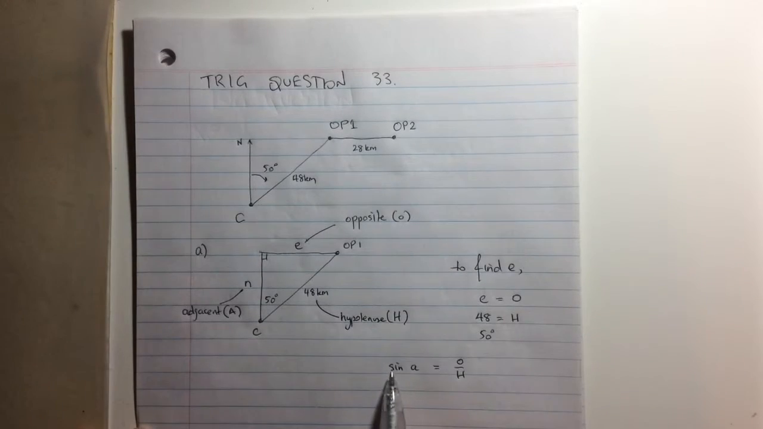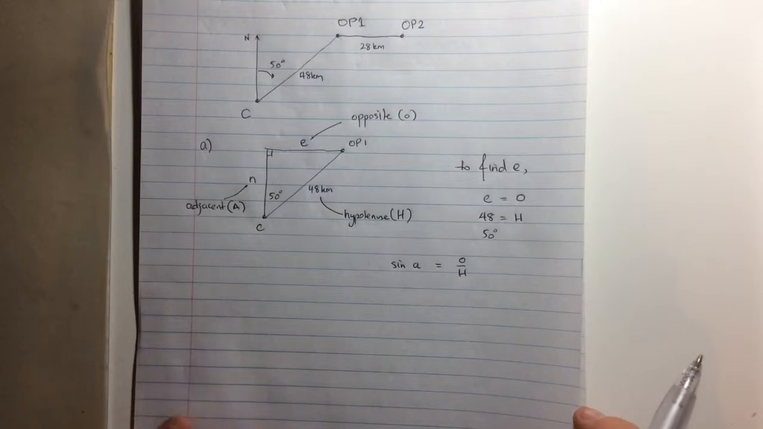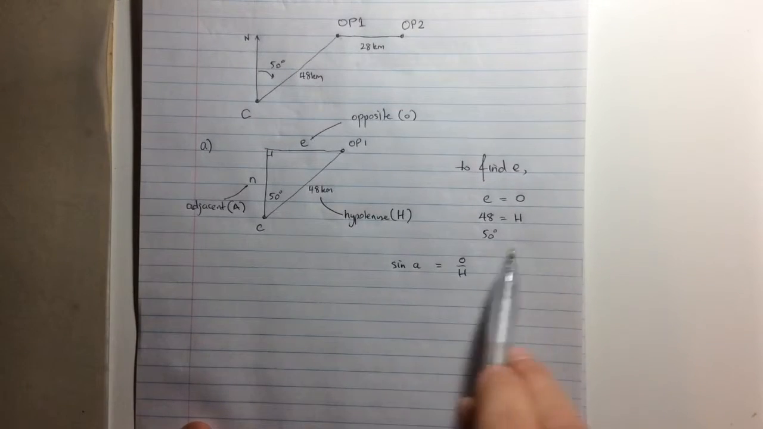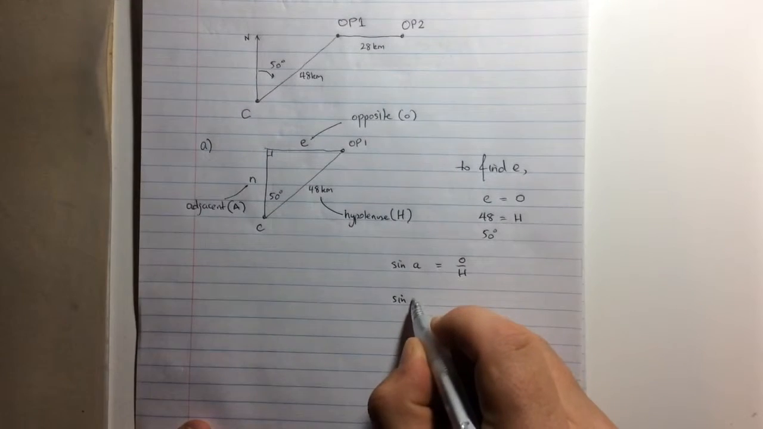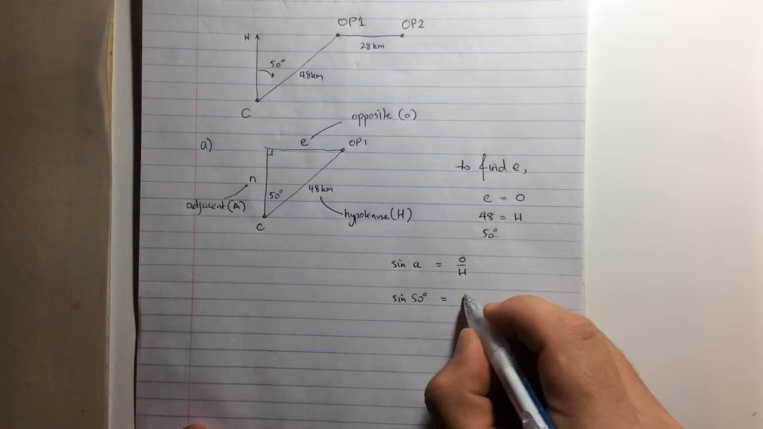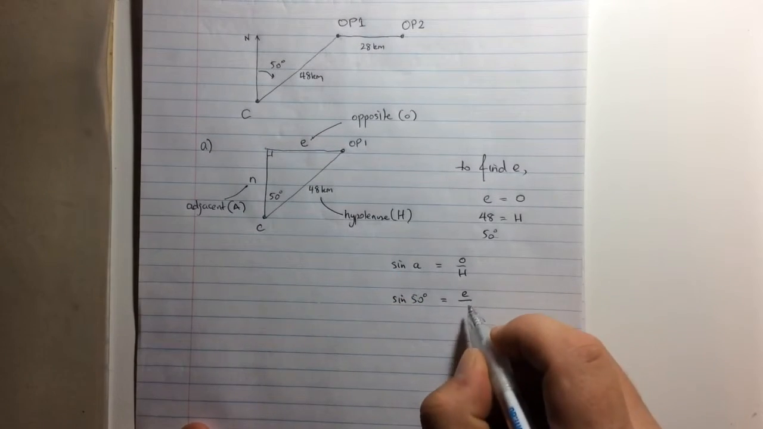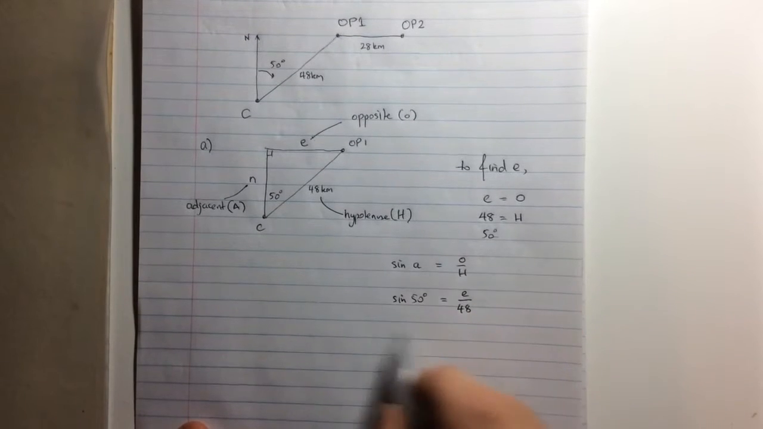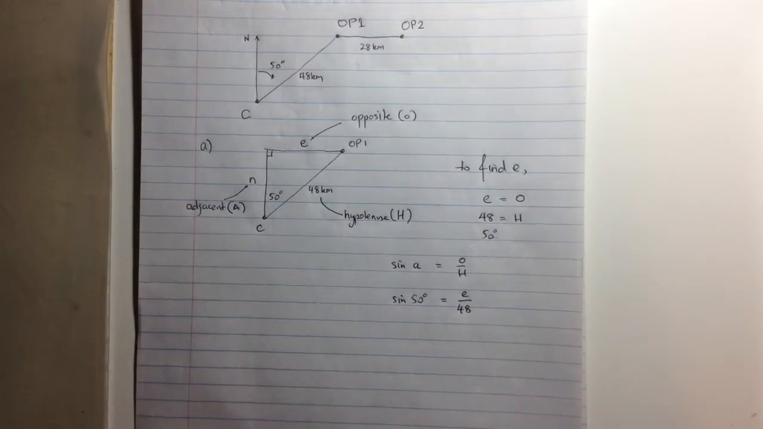That's my trig ratio. Then I can solve this problem for this particular information. So the sine of the angle is the sine of the 50-degree angle. The opposite side is the one that I'm calling E for the east distance. And the hypotenuse is 48. So I've basically got a relatively straightforward problem to solve.